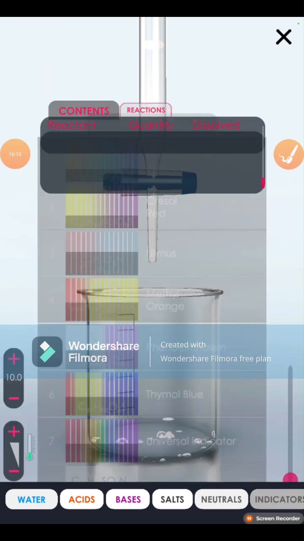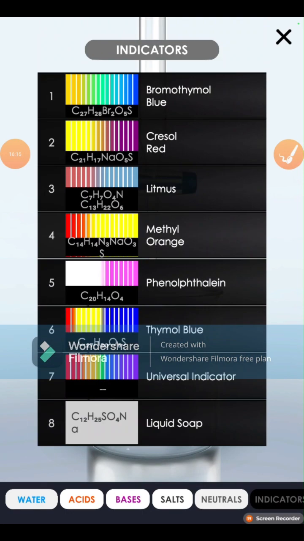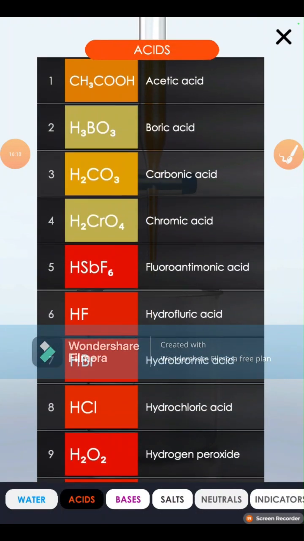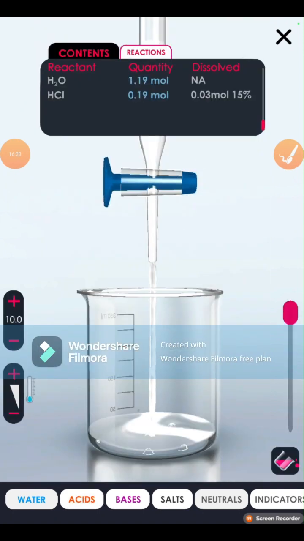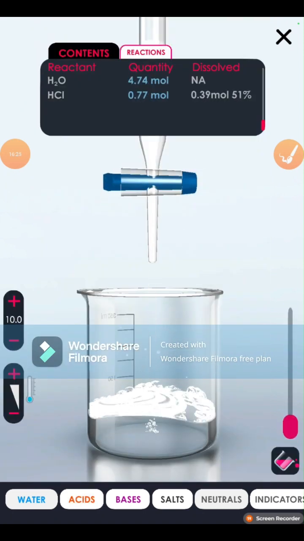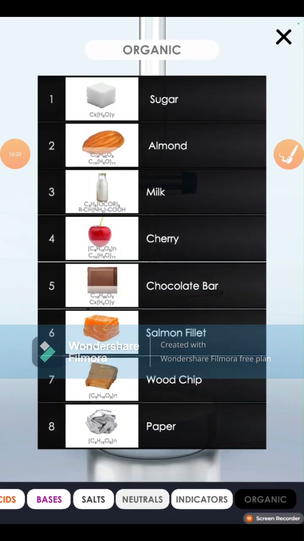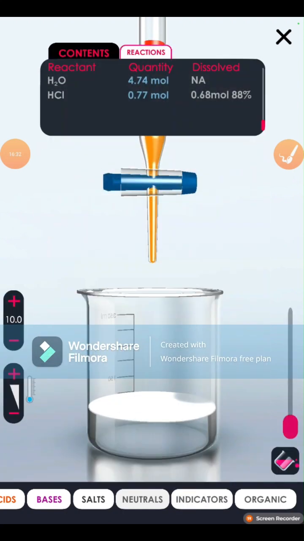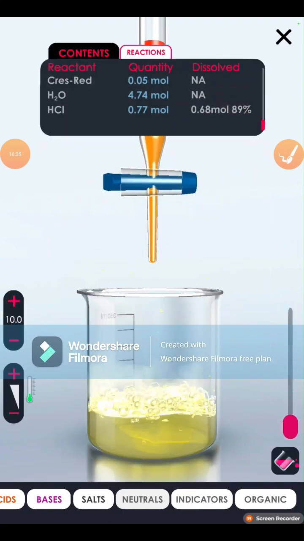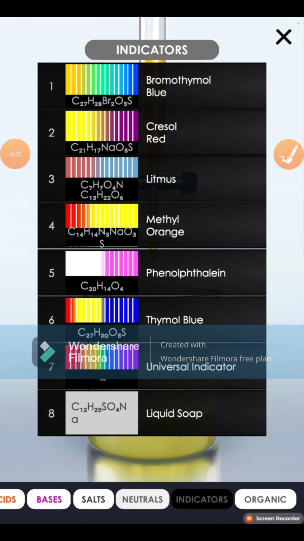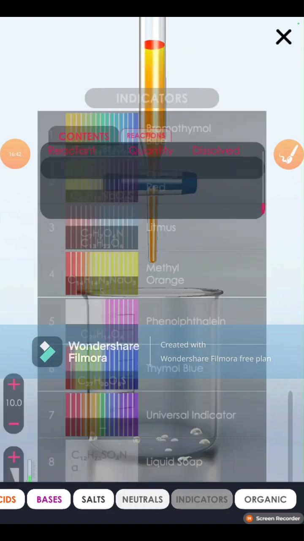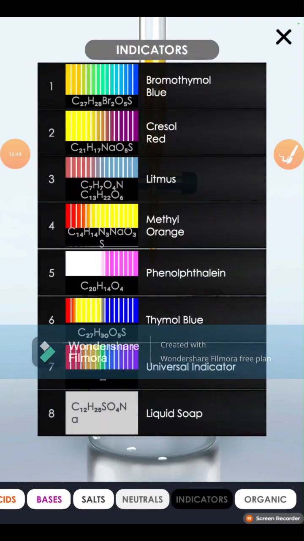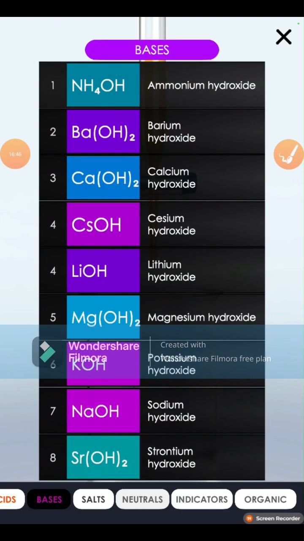Okay. So now let's try with another indicator, cresol red. Let me first put in hydrochloric acid, which is 50% water, 50% hydrochloric acid. So let me put in this cresol red and expect it to turn yellowish, as you can see over here. So we drain it, and it is expected to turn purple when a base is present.